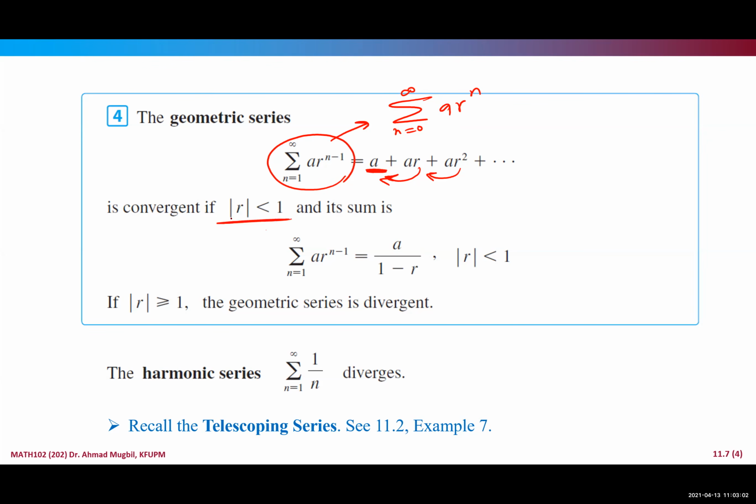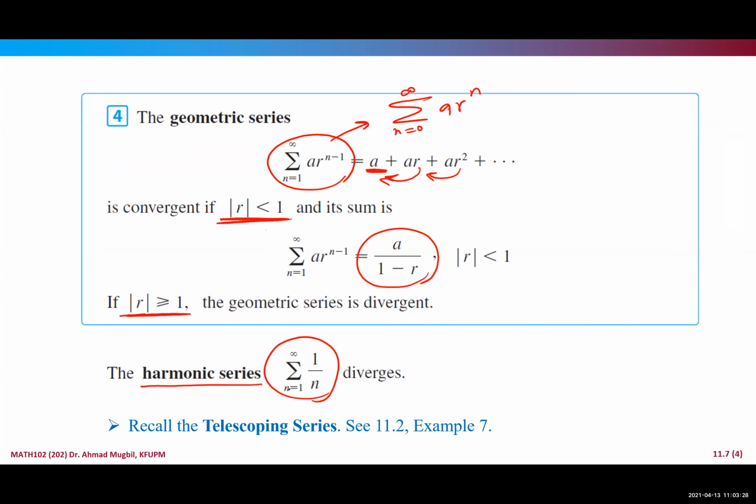If the absolute value of the common ratio is less than 1, then the series is convergent. Otherwise, it is divergent. What is good about the geometric series is that if it is convergent, you can find its sum. Its sum is the first term over 1 minus the common ratio. Of course, if the absolute value of the common ratio is greater than or equal to 1, the geometric series is divergent. We have studied also the harmonic series.